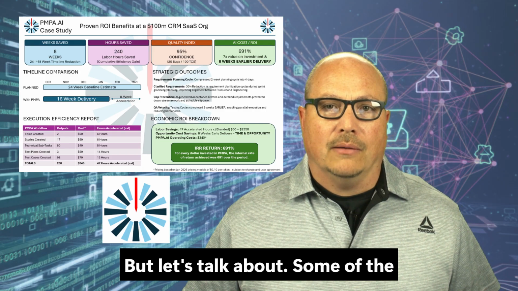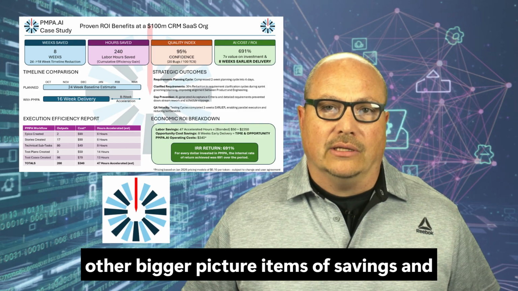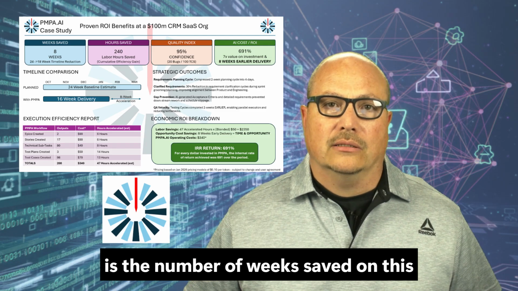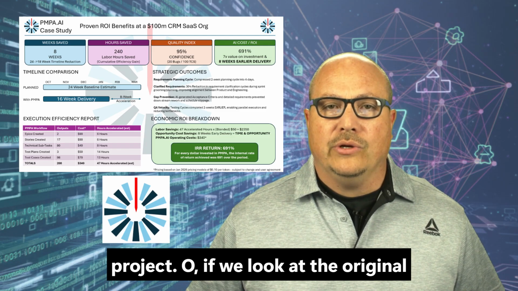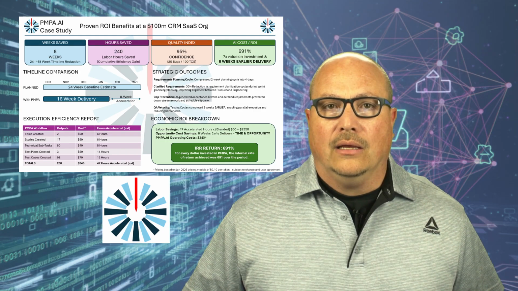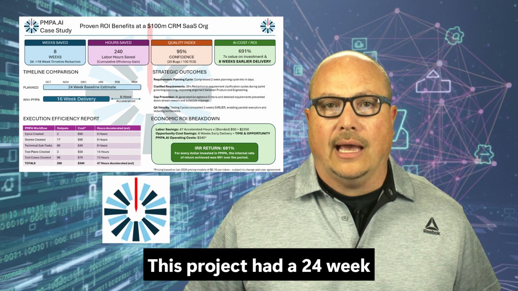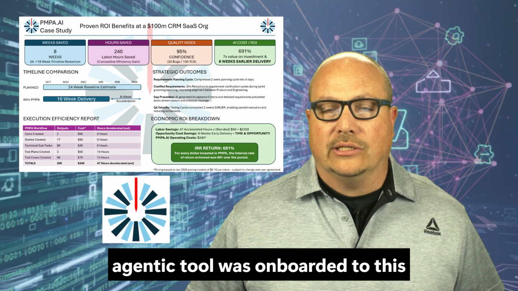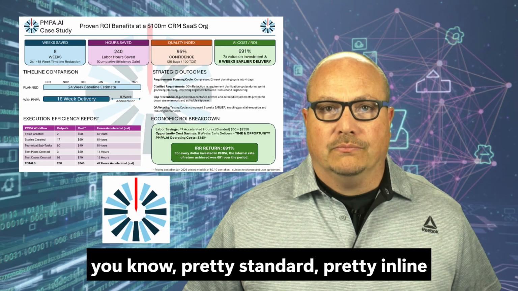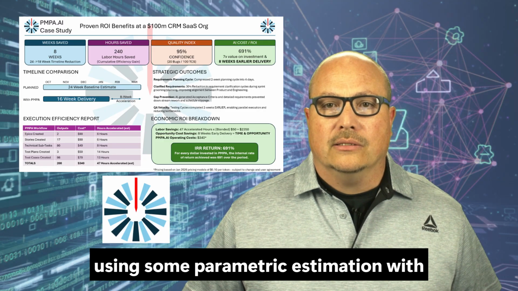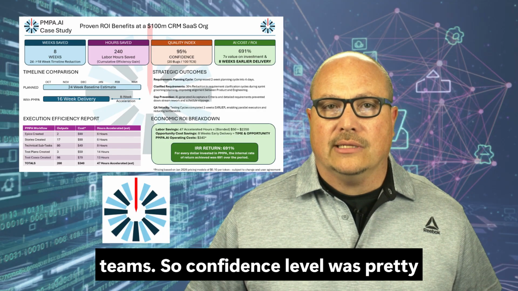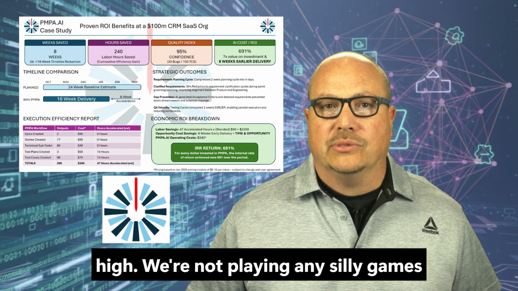But let's talk about some of the other bigger picture items of savings and return on investment here. The first one is the number of weeks saved on this project. The original planned timeline was set before we decided to do the case study. This project had a 24-week baseline estimate before this agentic tool was onboarded to the project team. Those baselines were pretty standard, using parametric estimation with other similar projects and the same project teams, so confidence level was pretty high. We're not playing any silly games here.